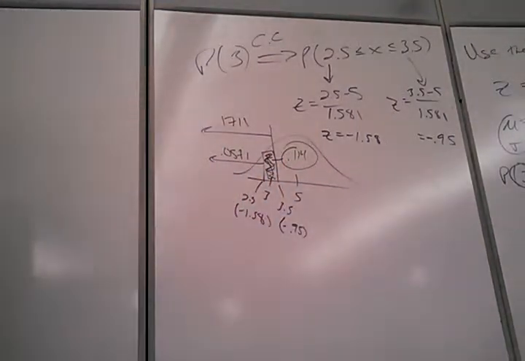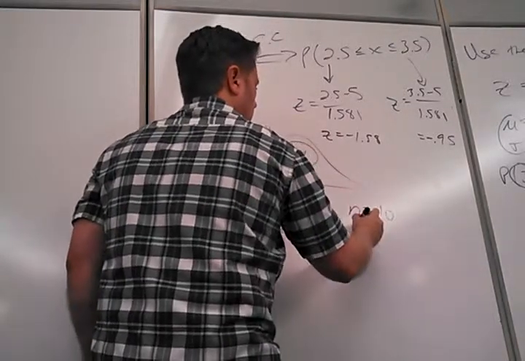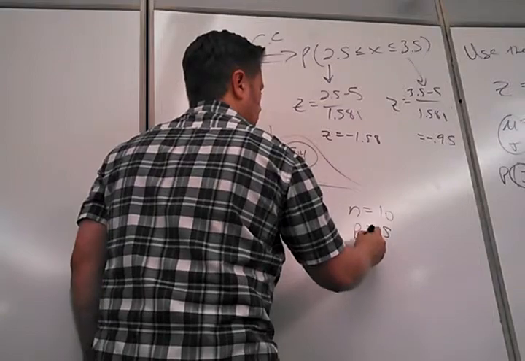Now, let's look at this a different way. N was 10. P was 0.5. So it means Q is 0.5. What's the probability of exactly 3? How would I set that problem up using the binomial probability formula?